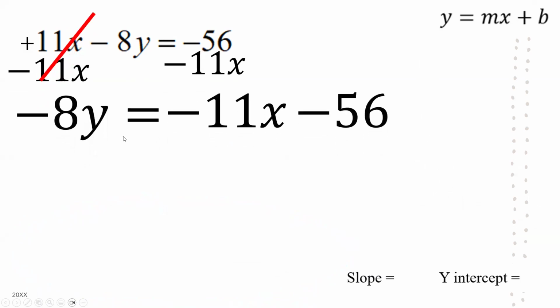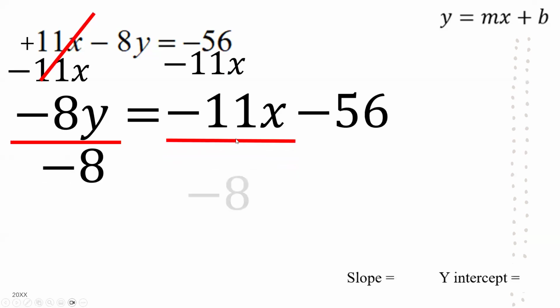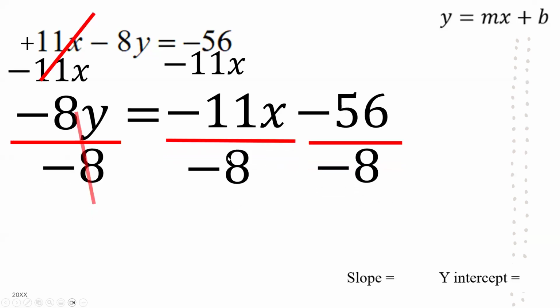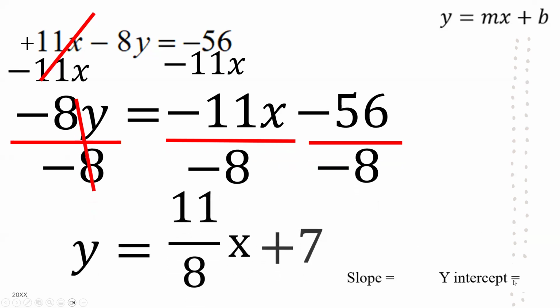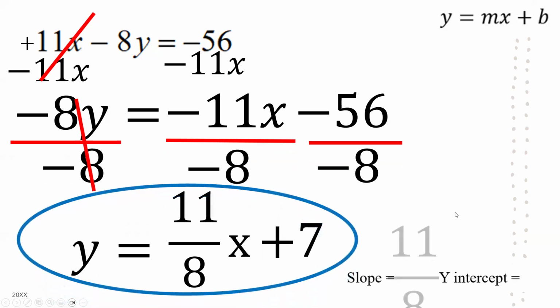Divide both sides by a negative 8. Divide everything through by a negative 8. We are left with y equals 11/8x plus 7. So therefore, our slope is 11 over 8, and our y-intercept is 0, 7.